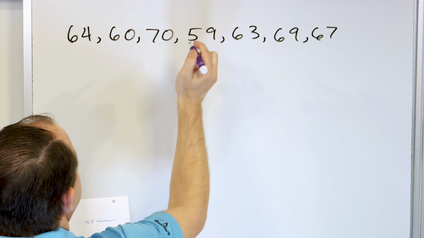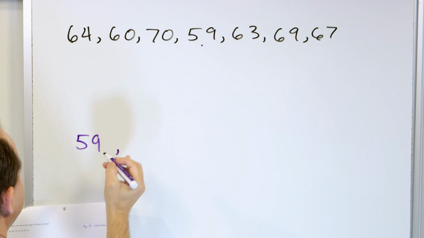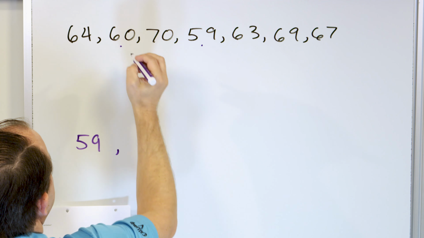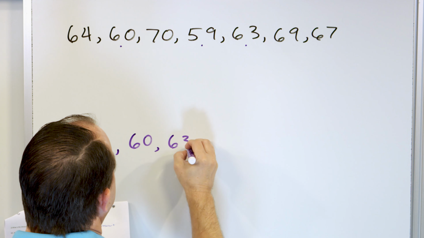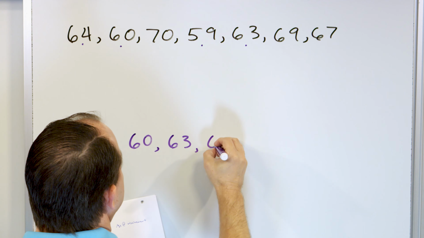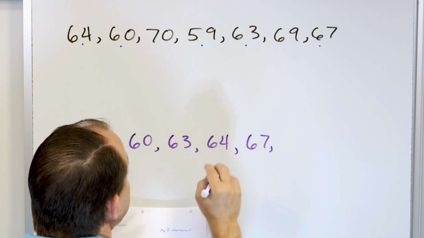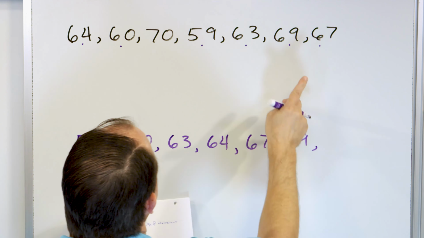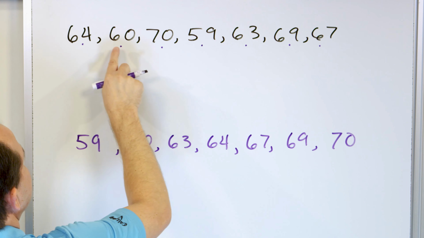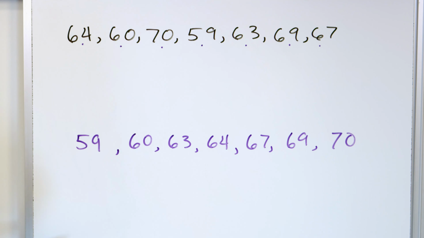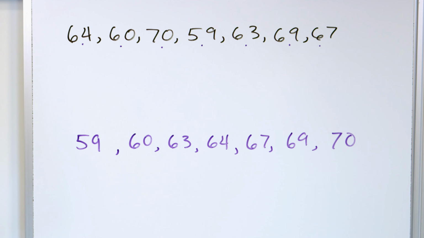The smallest number in this list is 59, so it goes here. And now you can see why we give ourselves a little bit of space between so it's not so crowded. The next number is 60. The next number is 63. The next number is 64. The next number is 67. The next number is 69. And the final number is 70. So 1, 2, 3, 4, 5, 6, 7. We go from 59, 60, 63, 64, 67, 69, 70. Just make sure I have everything written down correctly.